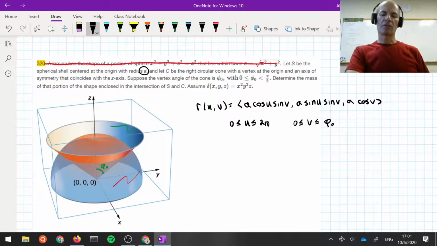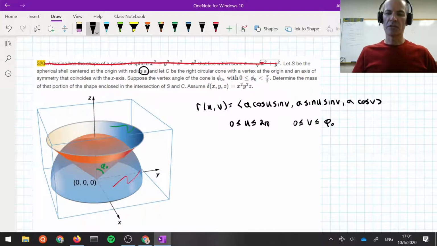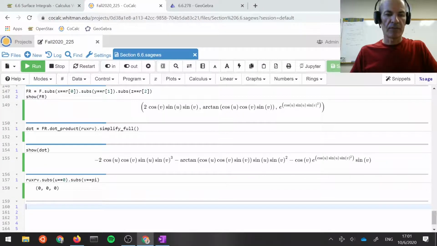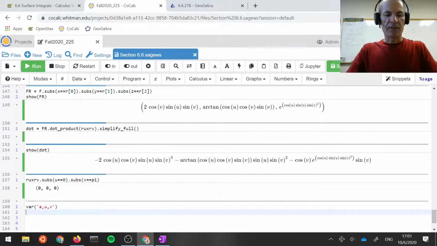So there are the limits of integration that we'll eventually want to use. Let's, just because you've seen this a few times now, jump over to Sage and do this calculation there. So let me get my hands on the variables a, u, and v. Let me specify also, just because Sage might find it useful, we'll assume that a is greater than 0 because it's the radius of that sphere.